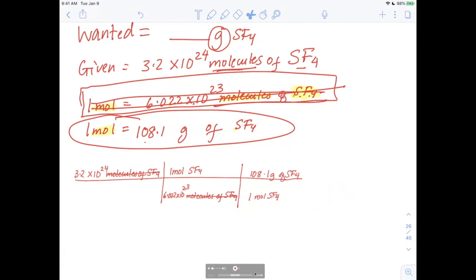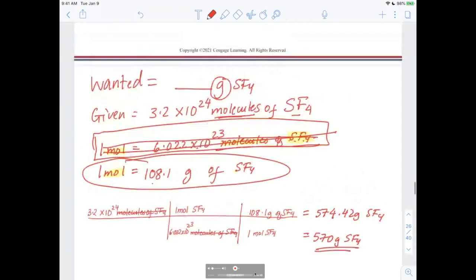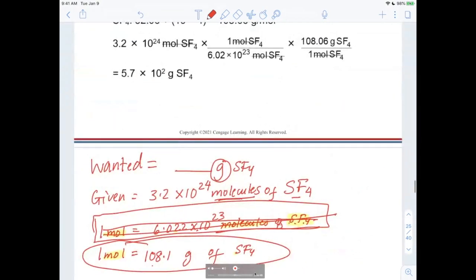Okay, showing here that I have 574.42 grams of SF4. So about 570 grams of SF4. Let's see what they got. Oh, yeah. So they use scientific notation, but they got the same answer.